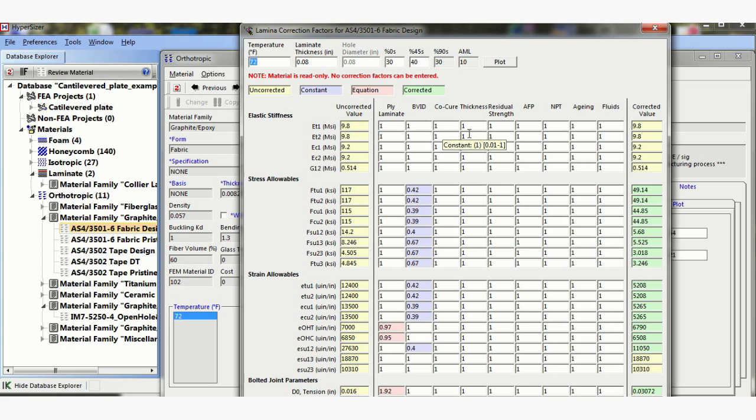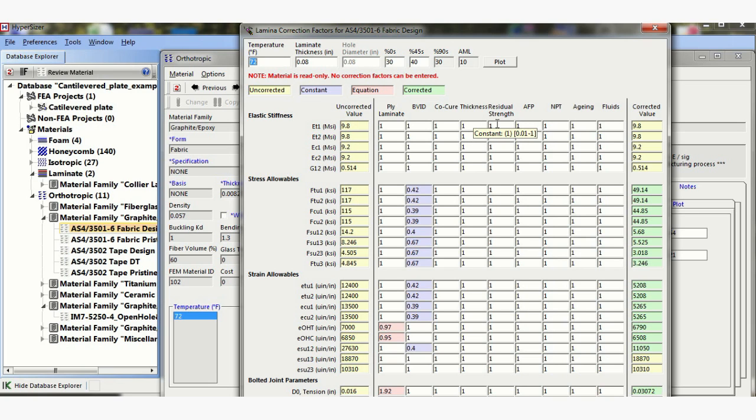Then there's thickness corrections, and what we find is if I test a very thick laminate, say 1/2 inch, or I test a very thin laminate, 0.040, I may end up with a different allowable and even a different stiffness. It's all to do with the manufacturing process. So there's a thickness correction here. There's a residual strength correction.